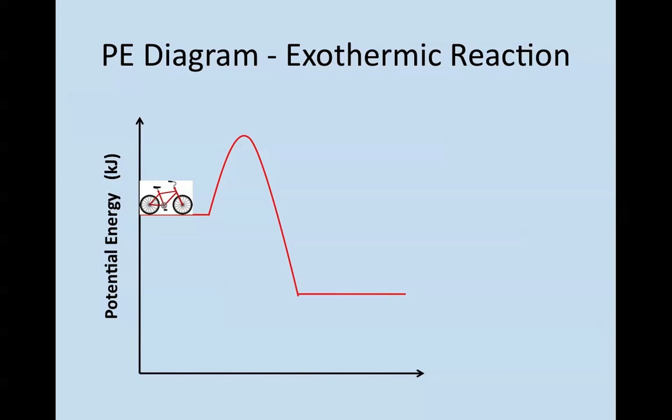All right, so here we have a potential energy diagram. This is an exothermic reaction. I can tell that because here are my reactants, here are my products, and you can see that the energy of my products is less, so we're overall decreasing energy.